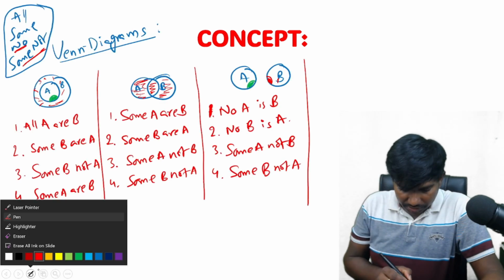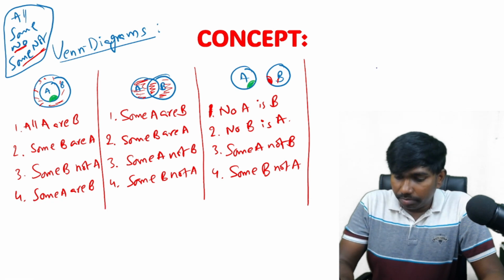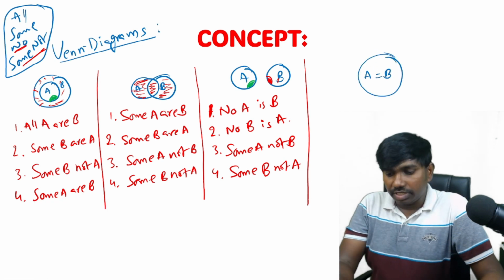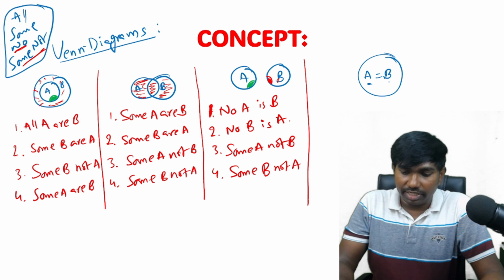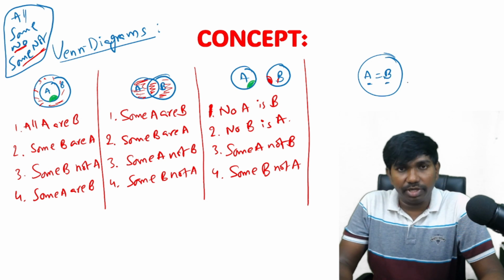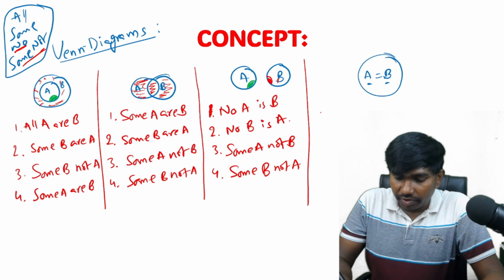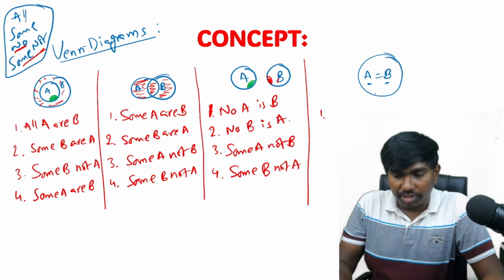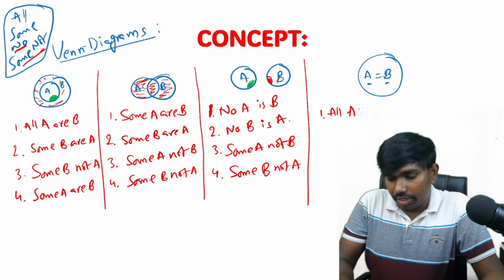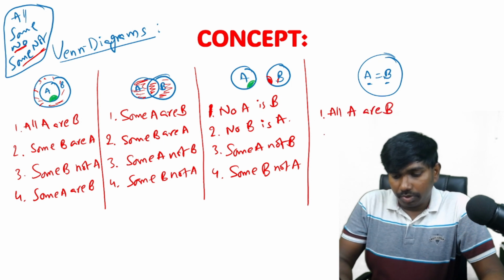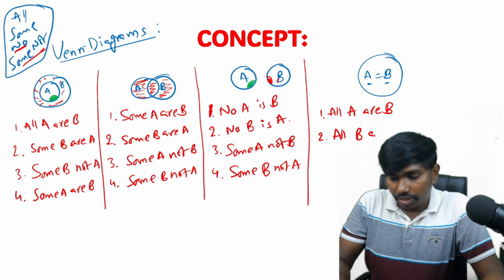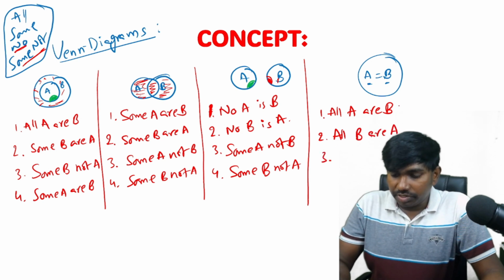Next one. What about this diagram? How many circles are there here? Yes, there are 2 circles, circle A and circle B, but it is looking like one circle because they got overlapped, exact overlap. So for this diagram, what are the possible statements? Number 1, all A are B, we can say. All A are B. Second, all B are A. All B are A.